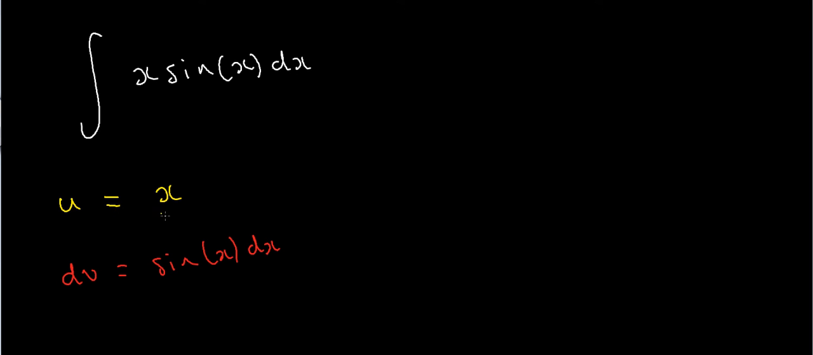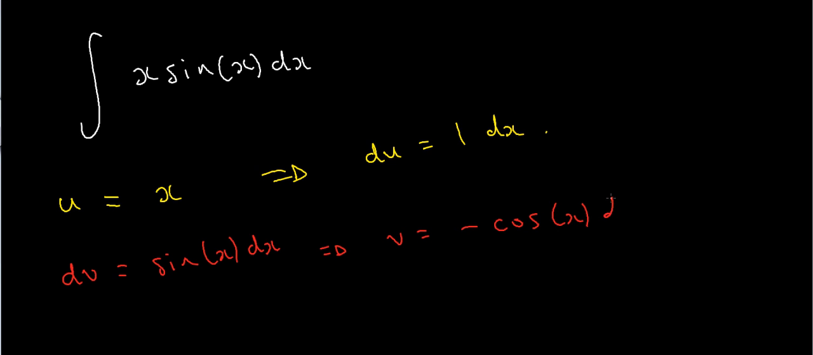So u is the thing that I differentiate. What happens when I differentiate u equals x with respect to x? Well, this is just going to give me du equals 1 dx, which is very useful. And what about this? Well, I've got dv equals sine x dx. Well, if I integrate both sides of this, this is just going to give me v equals, well, what's the integral of sine? The integral of sine is minus cosine x.